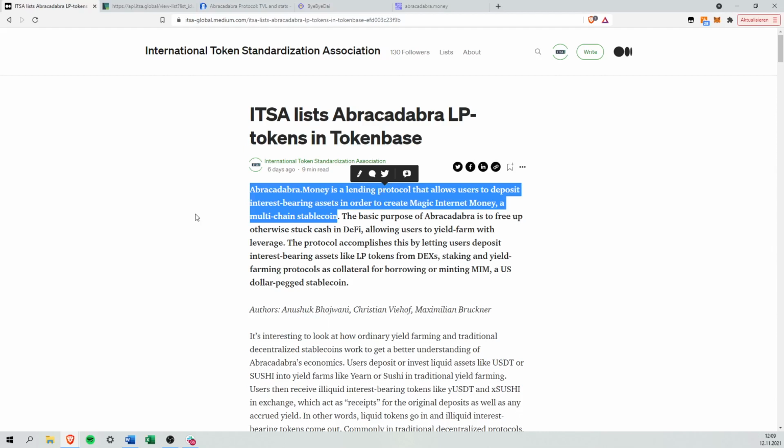And there's a lot of talk right now about DeFi 2.0 in general, and Abracadabra is definitely one of these protocols that many people are right now taking a look at.